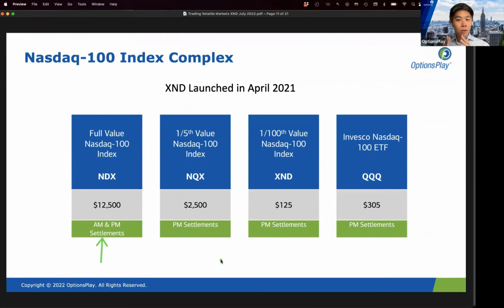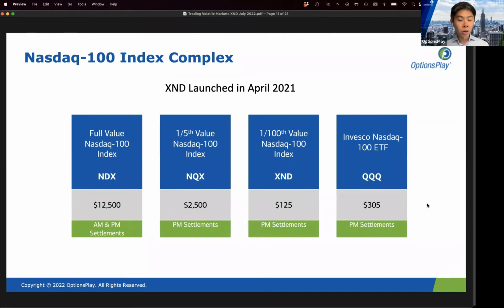Not, again, suitable, in my opinion, for most retail traders. That's really an institutional product. So for the most part, from a retail perspective, you're really focused on these two products, XND and NQX. And I would focus more of my attention here on XND because this is truly the product that I think is sized specifically for retail.